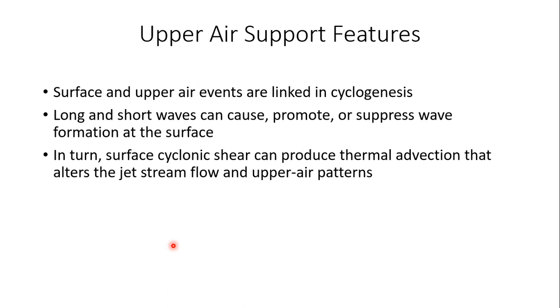And then in turn, that surface cyclonic shear, as I discussed in the last video when I talked about polar front theory, can produce these temperature advection or thermal advection patterns where warm air moves towards the north, colder air to the south, and you get the turning of the air masses and the turning of the winds inward towards the low pressure across warm and cold fronts. And overall, when you increase surface cyclonic shear, it can produce that thermal advection that ultimately alters the upper air pattern, the jet stream flow as the main consideration, as well as these short waves in the mid levels of the atmosphere. And we'll get more into that here in a minute.